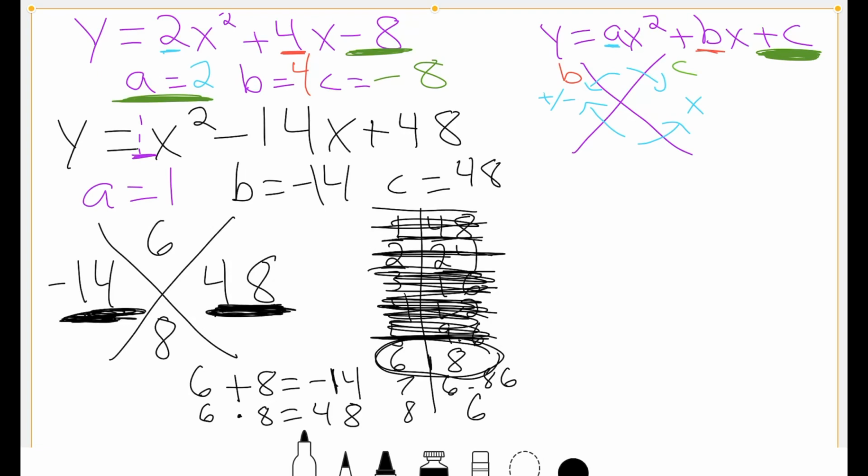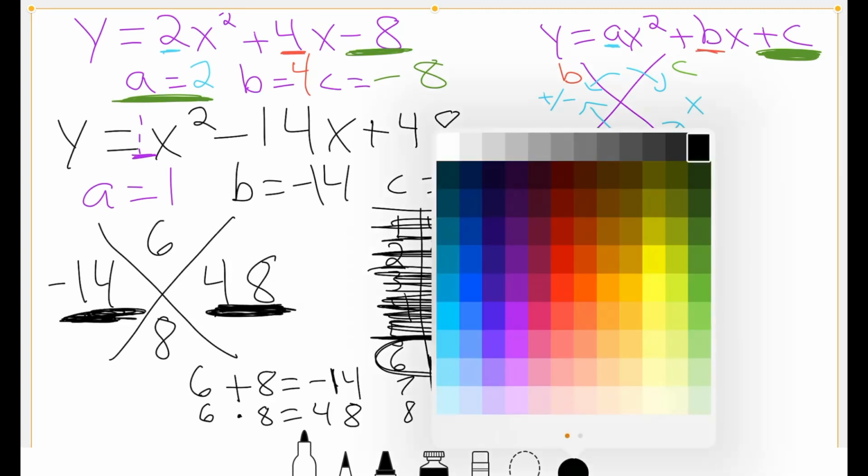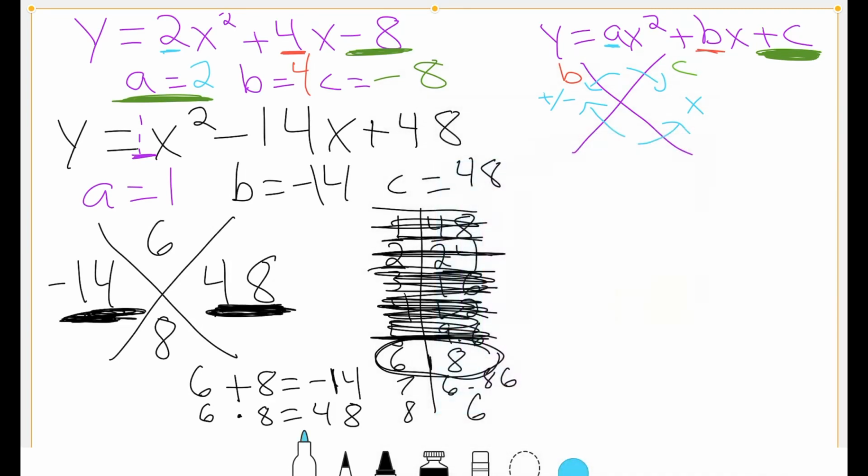Well, does positive 6 plus positive 8 give us negative 14? No. So we're going to have to come in here and make at least one of them negative. So if we make 6 negative, does that give us negative 14? No. If we make the 8 also negative, does that make it negative 14? Yes. Because both of them are negative, it stays negative 14.